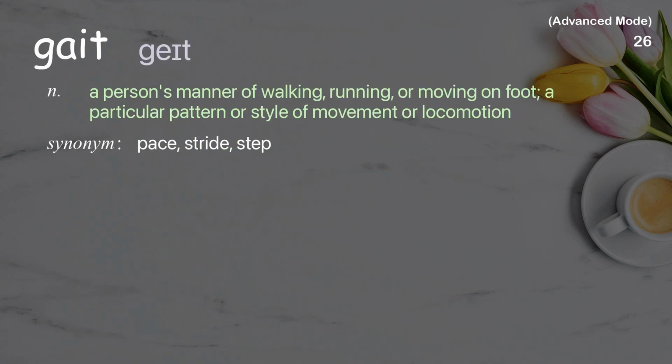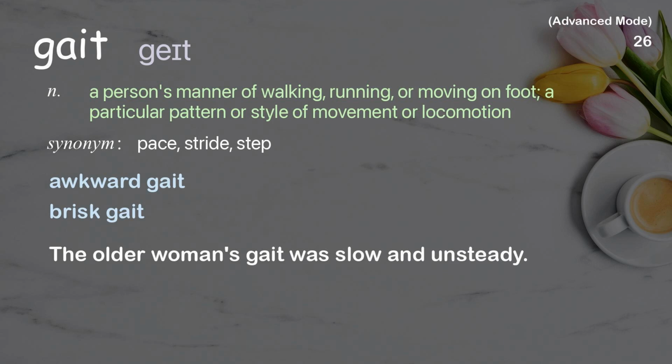Gait. A person's manner of walking, running, or moving on foot; a particular pattern or style of movement or locomotion. Examples: awkward gait, brisk gait. The older woman's gait was slow and unsteady.